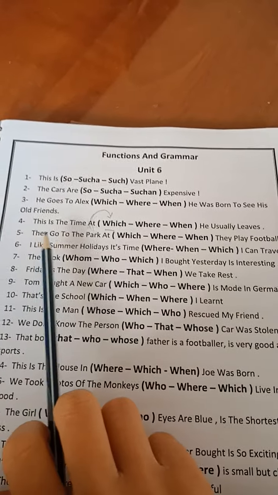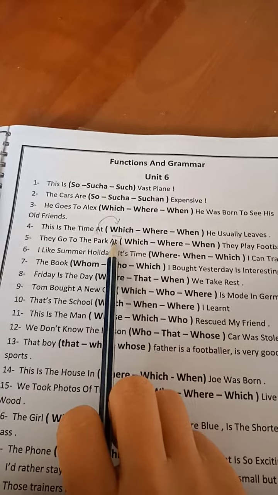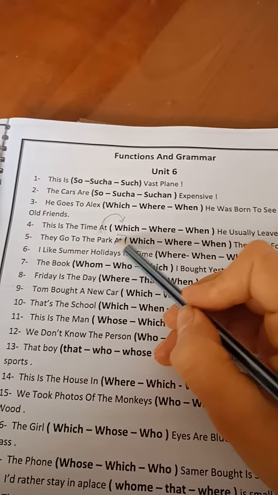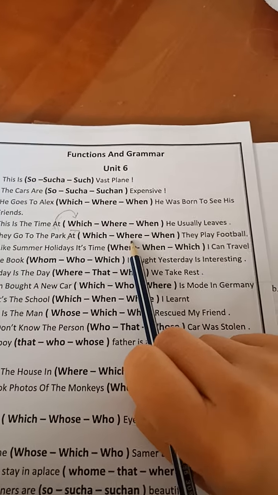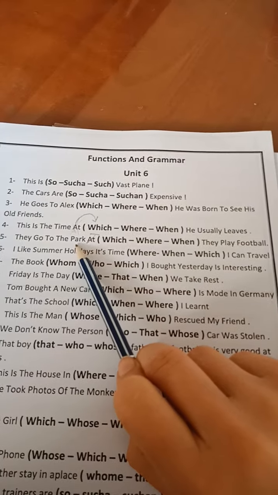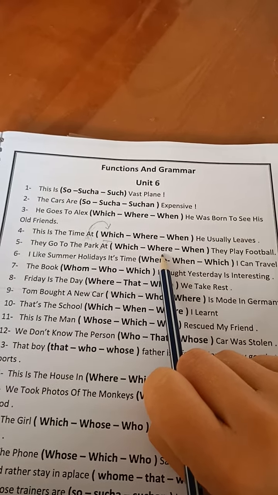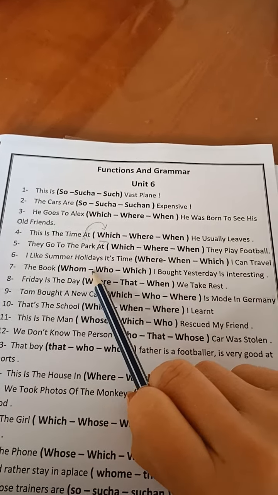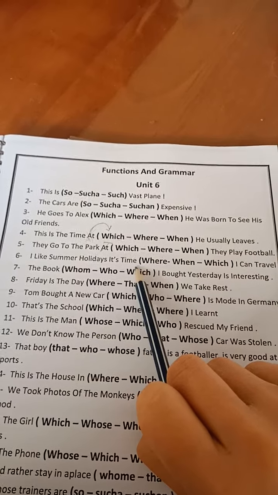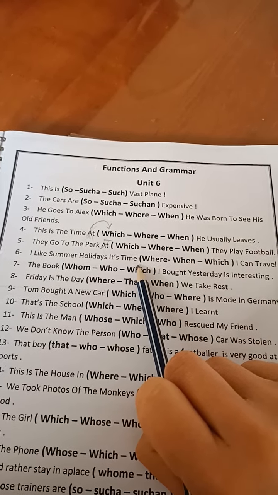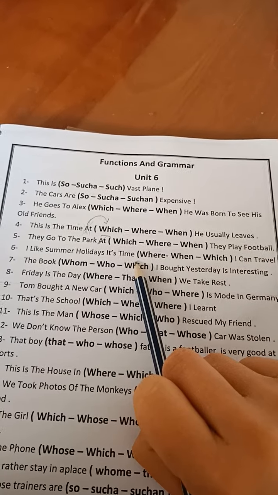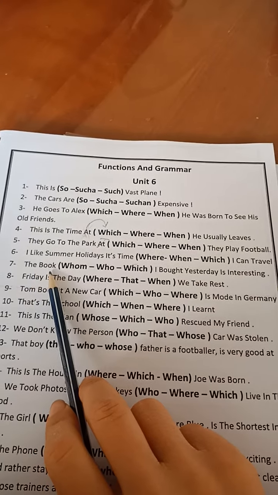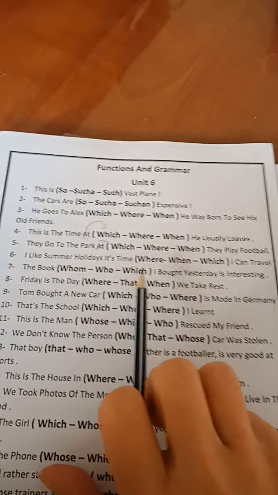The same here. They go to the park at which. If we omit at, I will say where. The park is a place, I will say where. Okay? Another one. I like summer holidays. It's a time. There are no prepositions here, so you will use what? Yeah, good job, everyone said it. I will use when. Number 7, the book. Good job. Which?